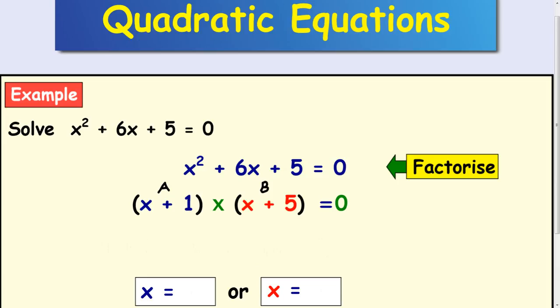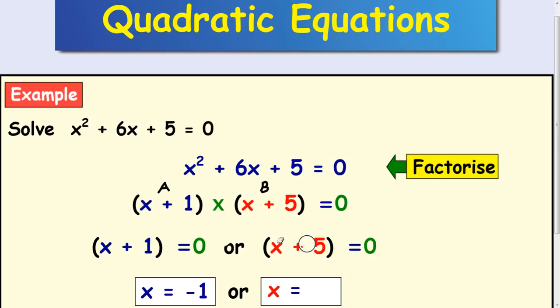So to solve this, we need to find an x value to make the first bracket equal to 0. And it doesn't matter what the other bracket comes to, the whole thing will go to 0. So in this case, to make x plus 1 equal to 0, you can take away the 1 and say, well, x is negative 1. But you could also go for the B side of things. So you could make that bracket equal to 0. And how would you do that? Well, if you take the 5 over to the other side, it would become negative. x could be negative 5.